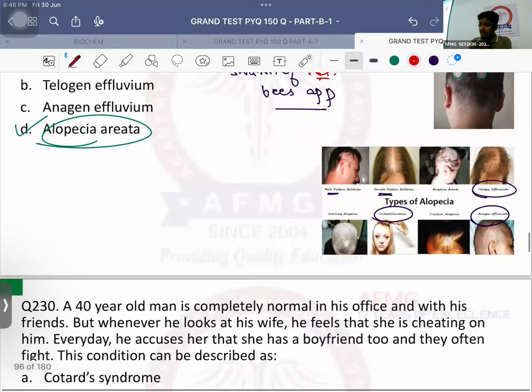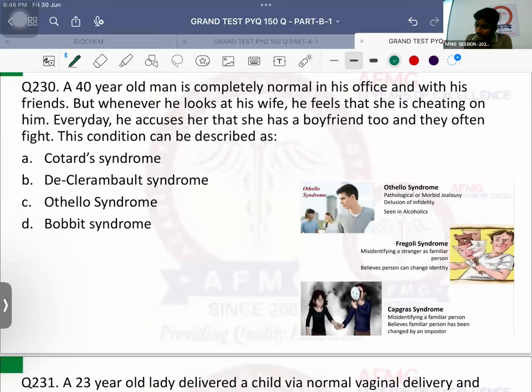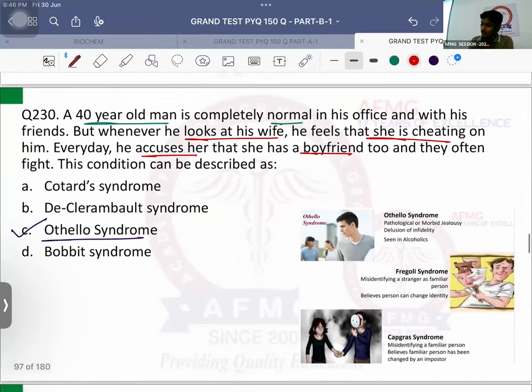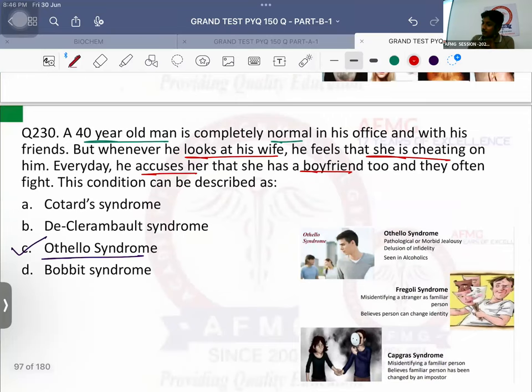No issues with this. 230. A 40-year-old man is completely normal in his office with his friends. But whenever he looks at his wife, he feels that she is cheating on him. Every day he accuses her that she has a boyfriend and they often fight. This condition is known as Othello syndrome, also known as pathological jealousy or morbid jealousy. Please remember, okay? No issues with this, anybody? So please remember, if you are also doing this, drink less alcohol.